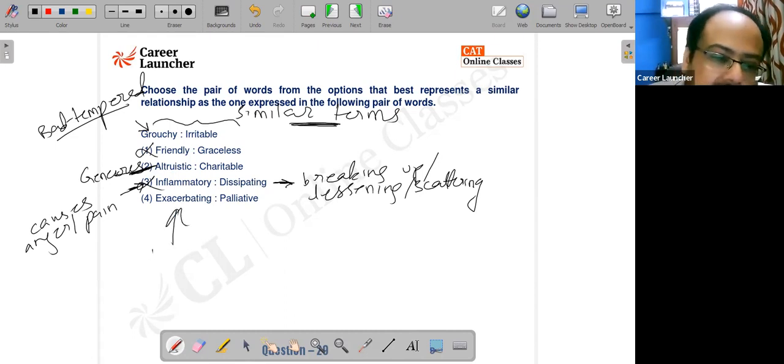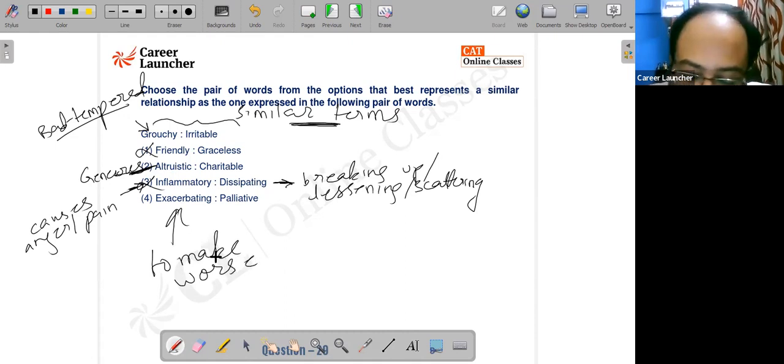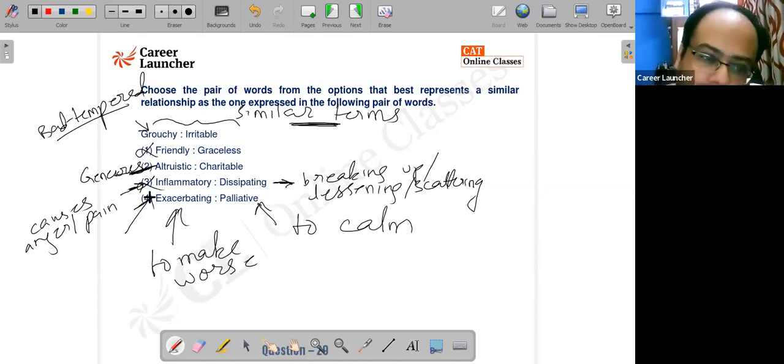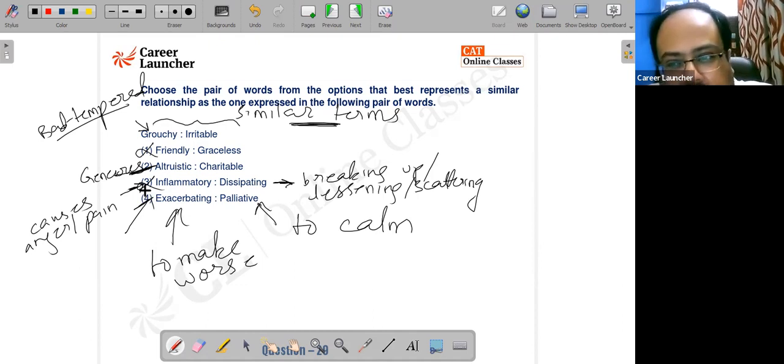Exacerbating means to make worse. Palliative means to calm. And these are again opposites. So options 3 and 4 are more or less opposites. Option 2 has similar words. That is why option 2 is the answer.